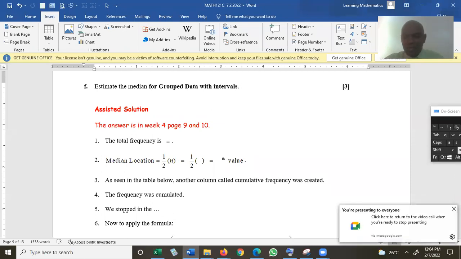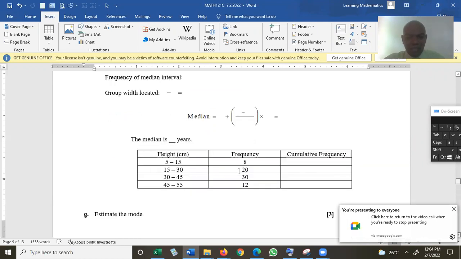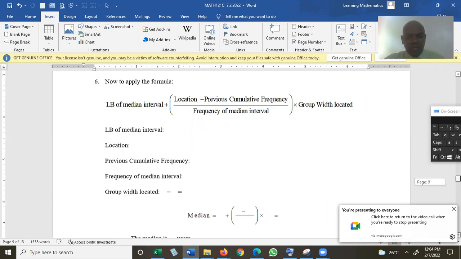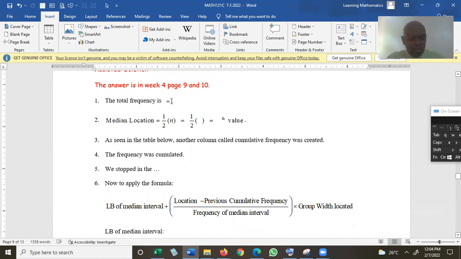In my example, I have 8 plus 20, that is 28. 28 and 10 is 38. 38 and 2 is 40. 40 and 30 is 70. So now I'm getting 70, whilst according to what your classmates say, you're supposed to get 80, but I'm getting 70. And this total frequency is the N. All right, so please take note of that.